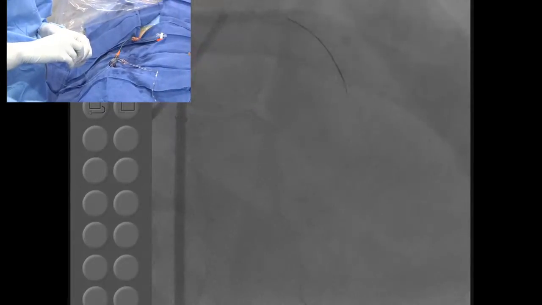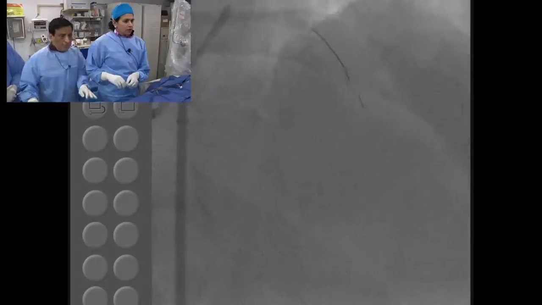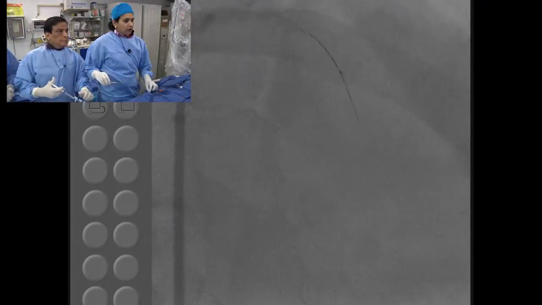Now take next, which I already have, Miracle 6. Let me see if we can focus it. What about the Fielder XT in this situation? Not a bad choice. Slightly, but I'm not a fan of Fielder XT.